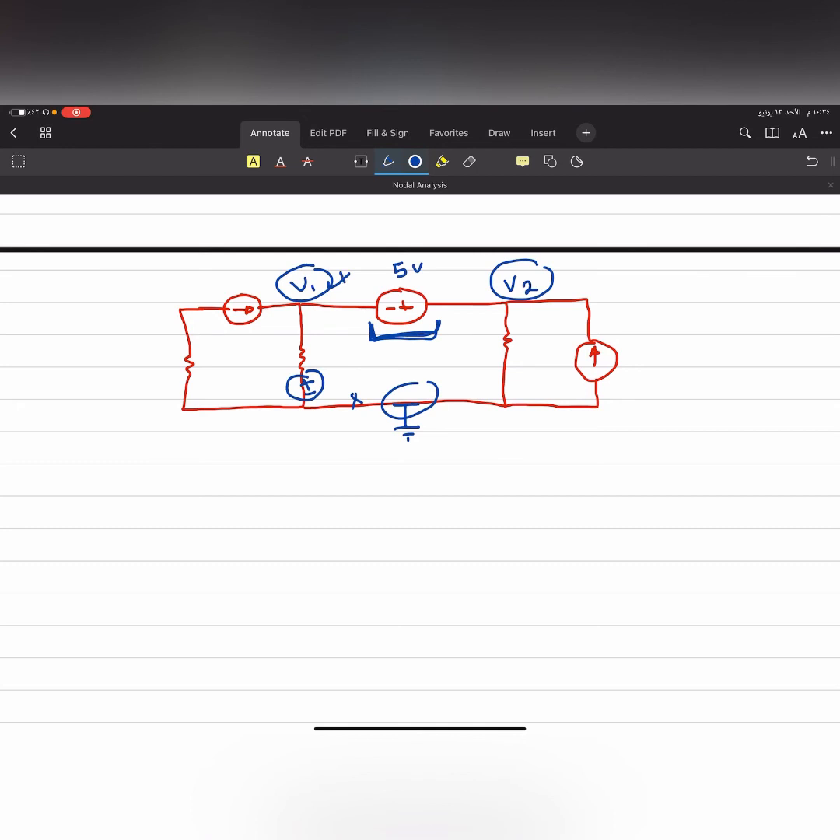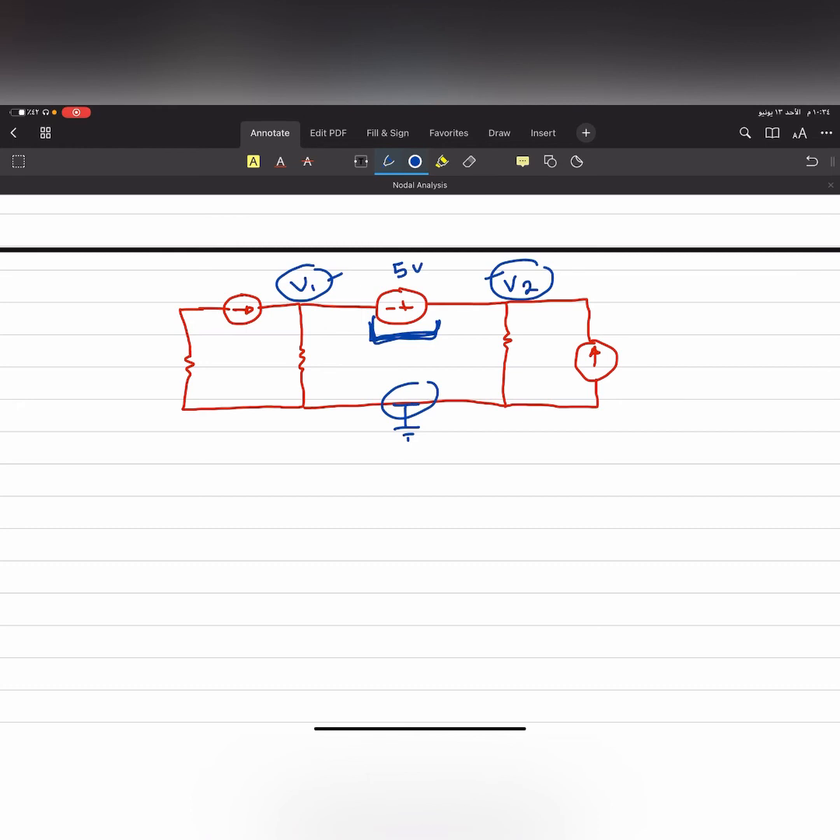I'm sorry, between a non-reference node and a reference node. So this one is not a supernode because this one is not between two non-reference nodes. But this one, the 5 volts that I have here in this case, is between this one, and these two are non-reference nodes. So in this case, they can create what we call a supernode.